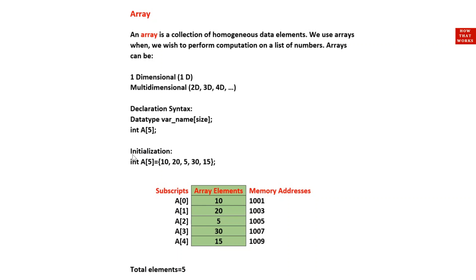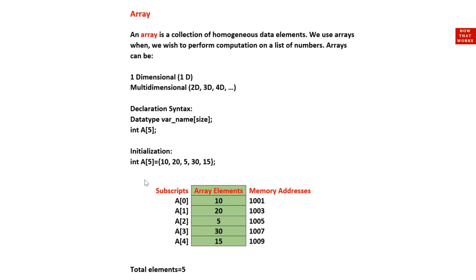How to give them? This is as follows. This is initialization. Int a[5] was only a declaration, this is initialization. Int a[5] is equal to 10, 20, 5, 30 and 15, and we give these values in braces. We cannot give the values open-ended. We need to mention these values in braces. So this variable a contains 5 values of type integer.